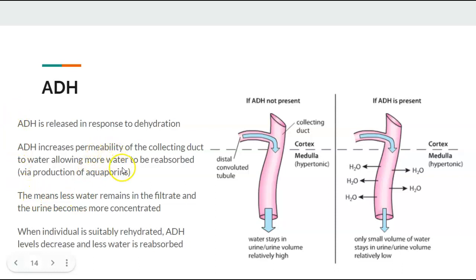So if there's less water going to your urine, that means that your urine becomes more concentrated, which means your urine is going to be a darker color, more yellow. If you are really well hydrated, your urine is typically clear or clearer, lighter in color. When an individual is rehydrated, you start drinking water again, ADH levels decrease, and less water is reabsorbed, and that's when you either have to go to the bathroom more often, or at least when you do go to the bathroom, your urine is clearer.